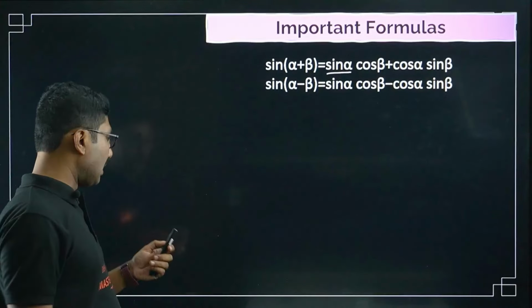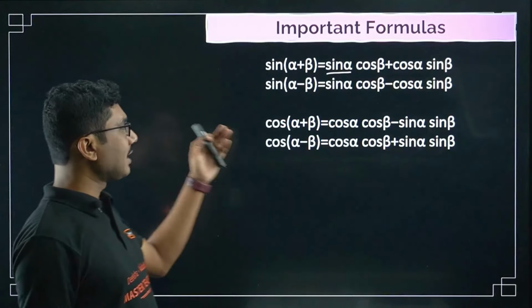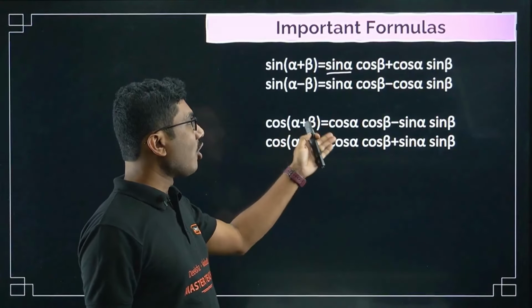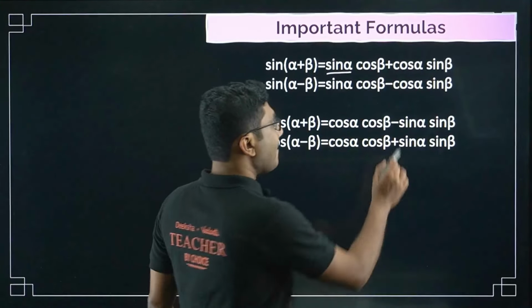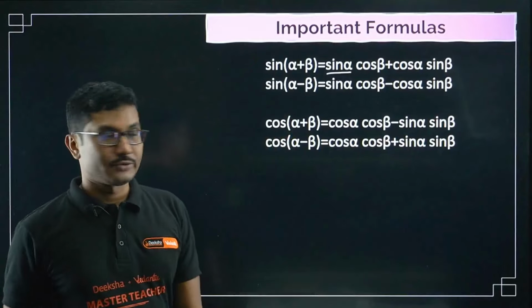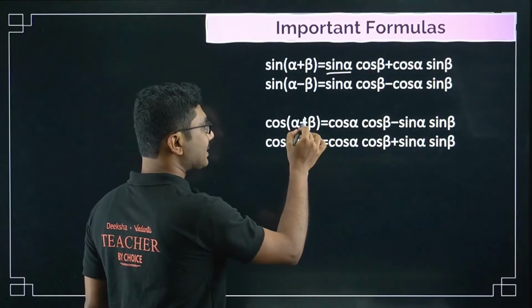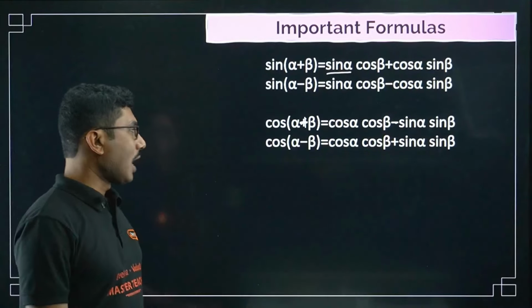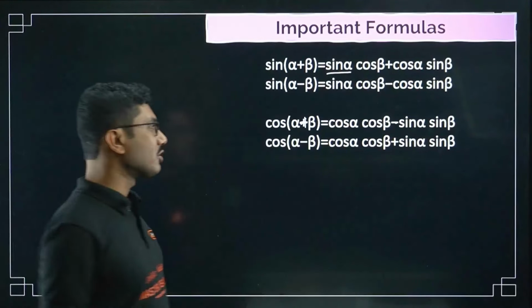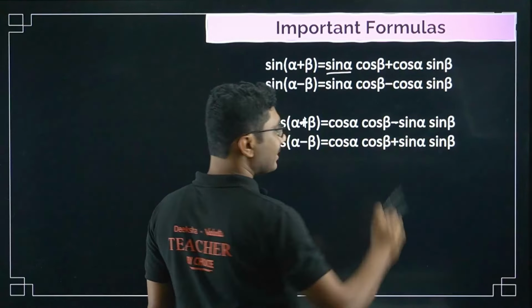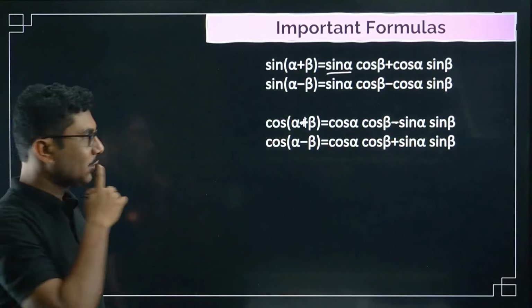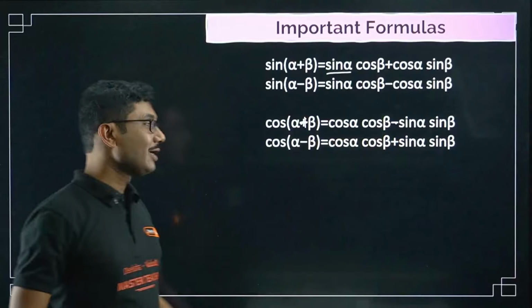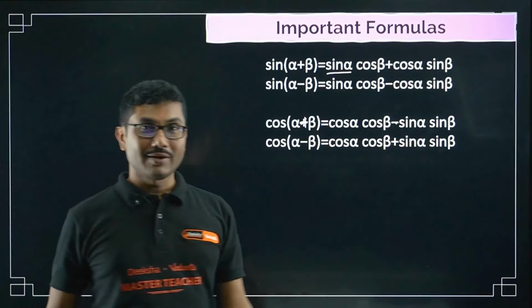Okay, what else? We have cos alpha plus beta. So this is slightly tricky. Cos alpha plus beta is cos alpha cos beta minus sin alpha sin beta. So you have to remember that whenever there is a plus sign over here, the sign between is negative. And cos alpha minus beta, same thing, but the sign is positive over here. Okay, so in case of cos, whenever there is a plus, here is minus. Whenever there is a minus, here we have a plus.